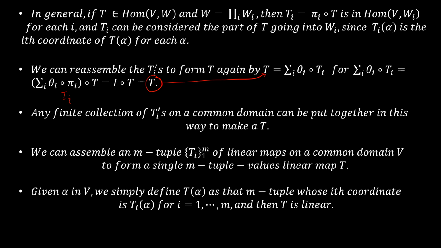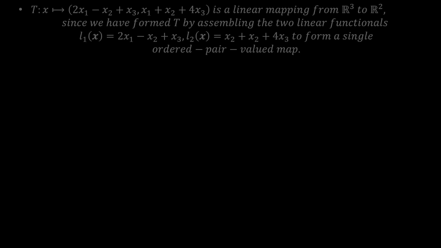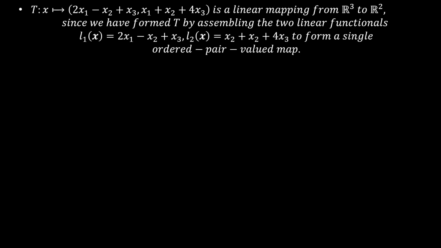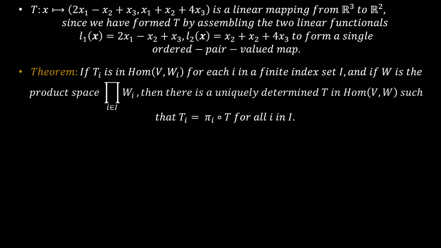These are just obvious things that we're repeating. We had that transform T that takes an X and was able to use the matrix that we provided, transforming a point in three-dimensional Cartesian space to two-dimensional space, and we formed T by assembling the two linear functionals shown here to form a single ordered pair valued map. Just straightforward. We have a quick theorem here, which is straightforward as well.